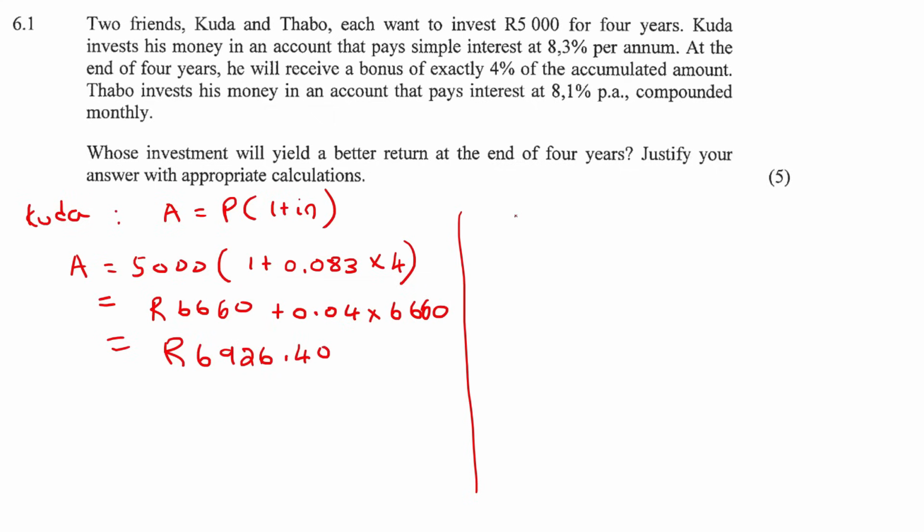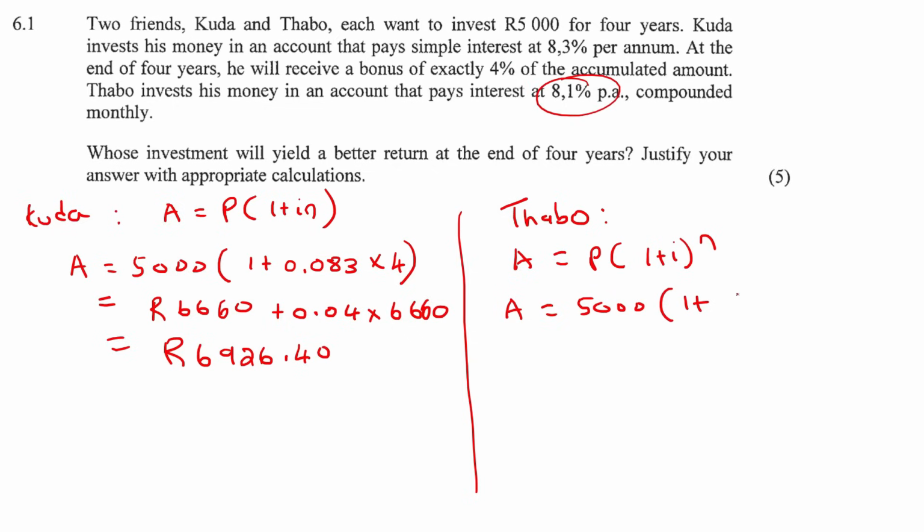Okay, now let's look at Tabo. Tabo is going to use compounding. Now he also starts with 5,000. His interest rate is going to be 8.1%, but it's compounded monthly, so we're going to say over 12. Now he's going to go for 4 years as well, so we say 4 times 12. Okay, curious to see how this plays out. Ooh, it's close. 6,905 Rand and 71 cents.